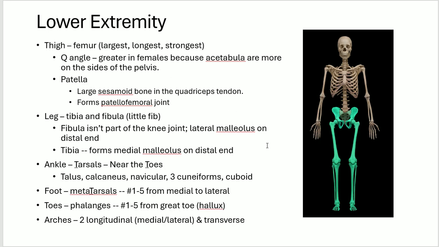The lower part of the lower extremity, so the leg, the tibia and fibula. So the fibula is going to be the skinny one. So remember, little fib, it's the little one. Tibia is going to be the bigger bone there. The leg is made up of these two. So the fibula is not part of the knee joint. It actually makes a lateral malleolus on the distal end.